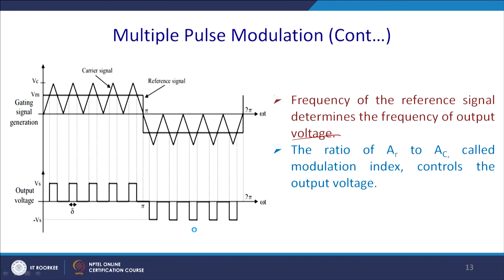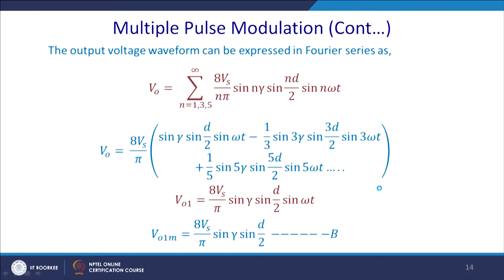So, you will get multiple pulses from there, and the frequency of the reference signal determines the frequency of the output voltage. The ratio of Ar and Ac is called the modulation index and controls the output voltage. Now, let us do the Fourier series analysis of it. The output voltage waveform can be expressed in the Fourier series, where the output voltage will be here.